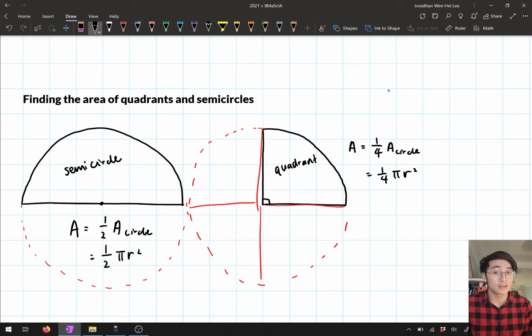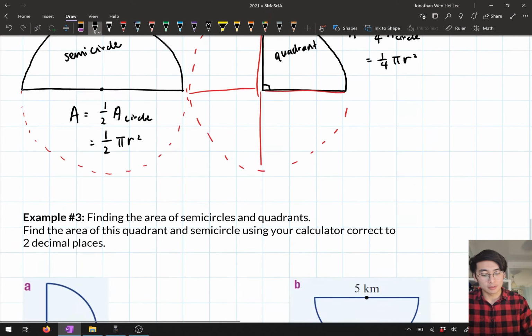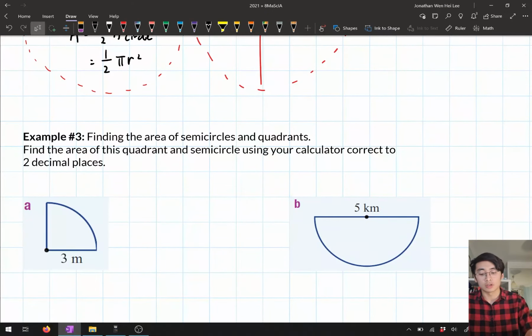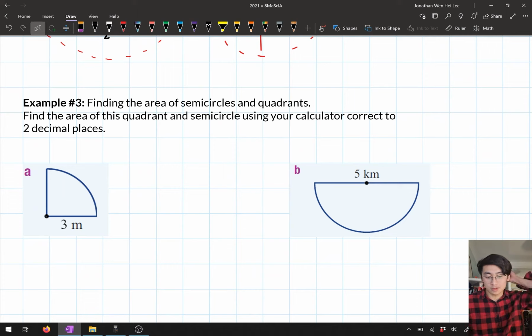And so when we're trying to find the area of a semicircle or quadrant, what we can do is find the area of the whole circle for the particular semicircle or quadrant, and then multiply that by a half for a semicircle, or a quarter for a quadrant. So let's have a look at a few examples of this. Finding the area of semicircles and quadrants. Find the area of this quadrant and semicircle using your calculator correct to 2 decimal places. So we want to use our calculators for these following parts.